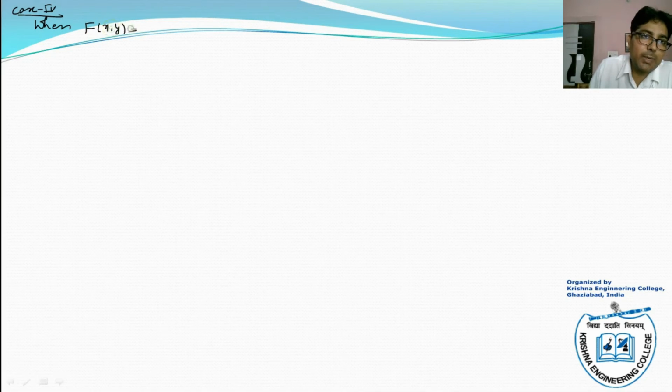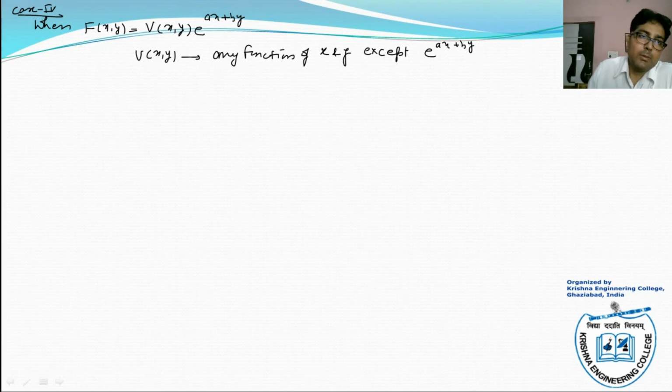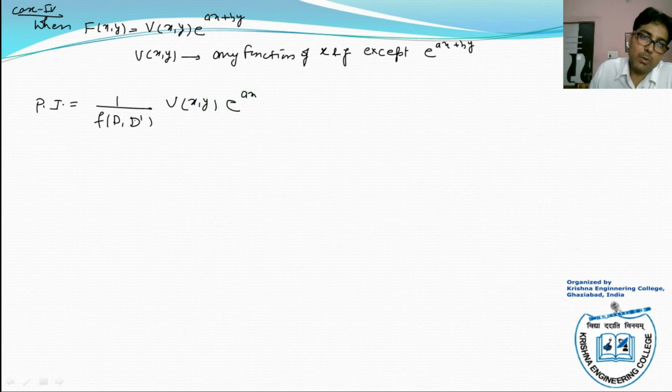f(x,y) is of the form V(x,y) into e to the power ax plus by, where V(x,y) is any function of x and y except e to the power ax plus by. So the rule of PI is 1 upon f(D, D') V(x,y) e to the power ax plus by.